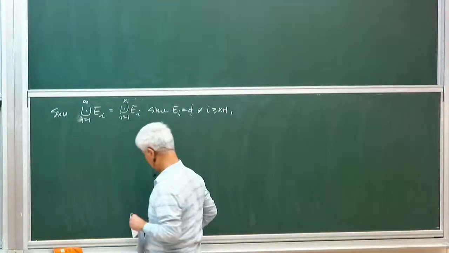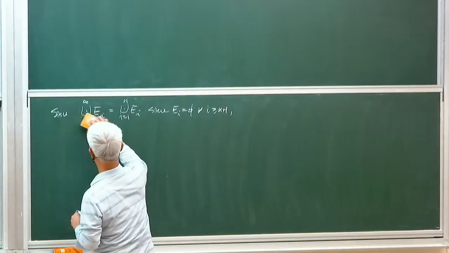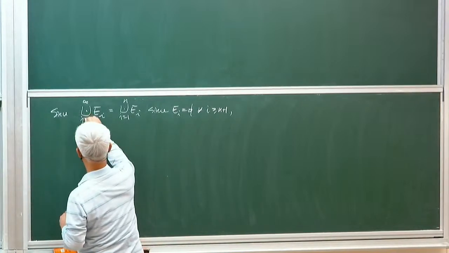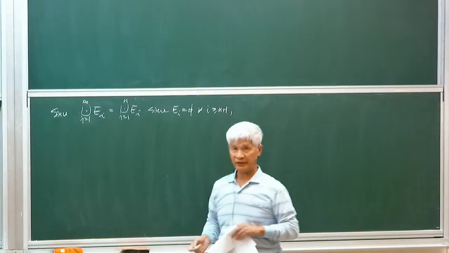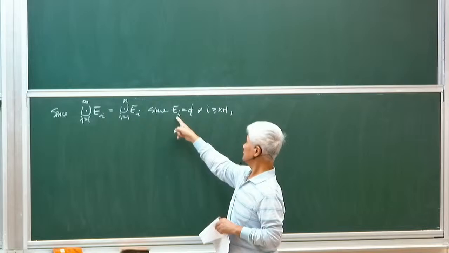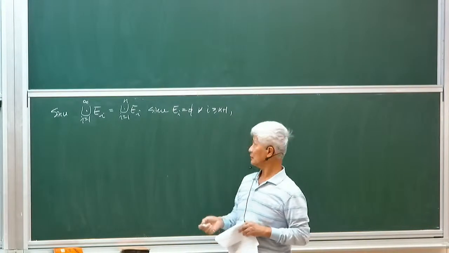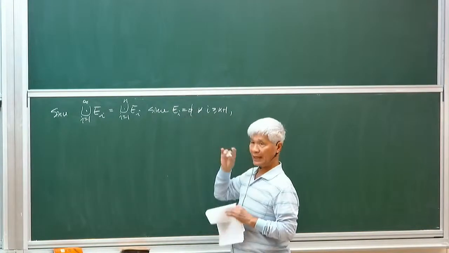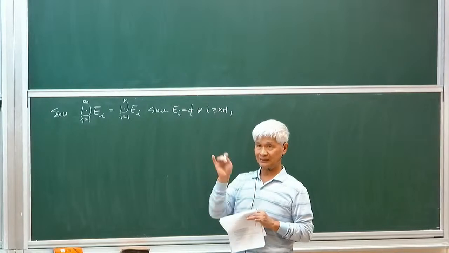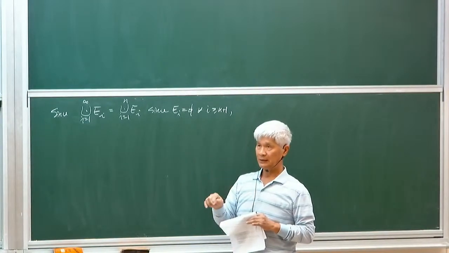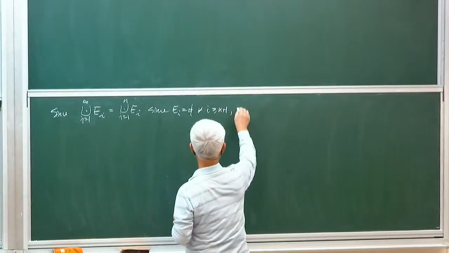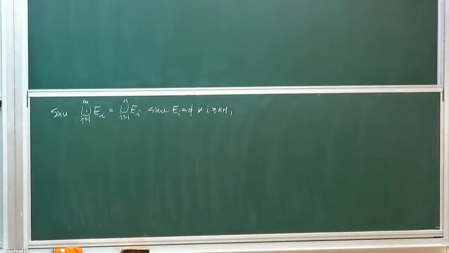Now the union here is actually equal to the finite union, because the E_i for i greater than or equal to n plus 1 are all the empty sets. So you add nothing at all. All right, so you have this one.